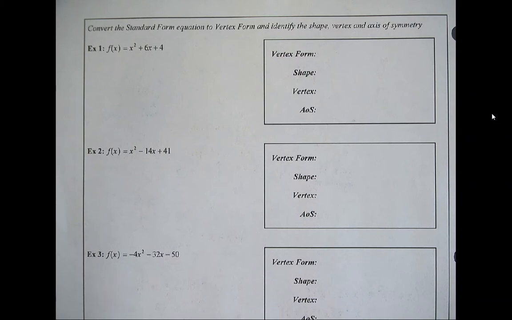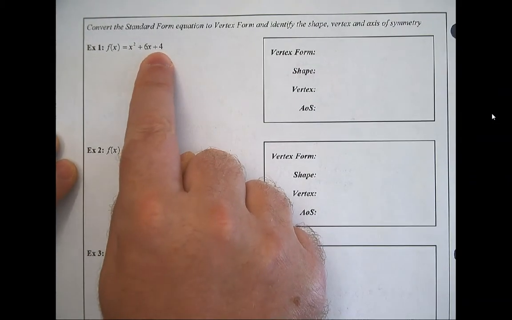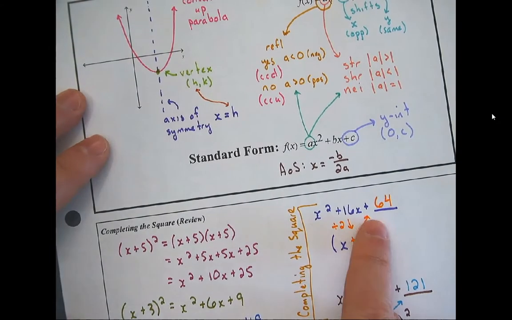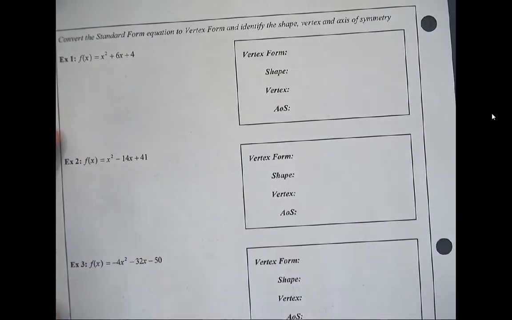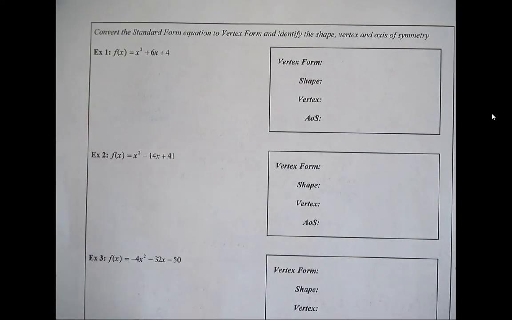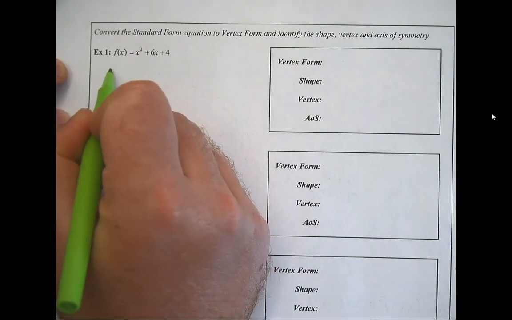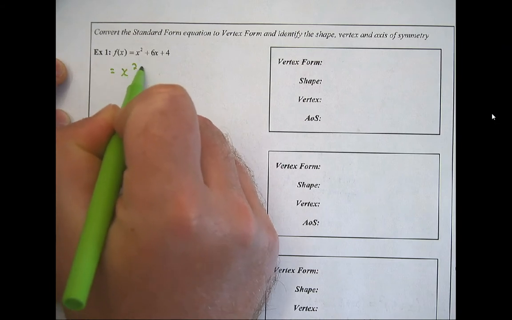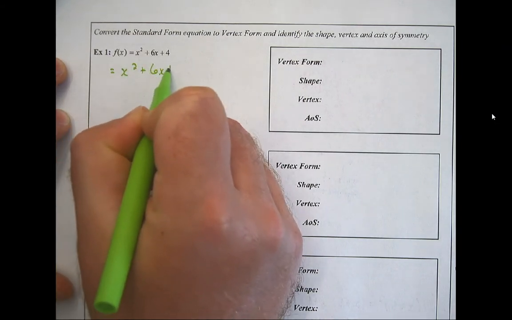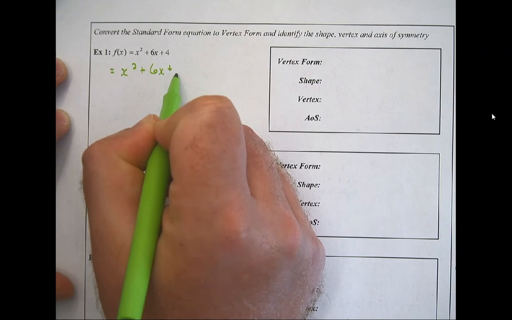Now I can't do that until I complete the square. And I can't complete the square as long as this 4 is in the way. If you remember here, we had a blank at the end of this. So what I'm going to do is move this 4 out of the way, and create a blank in its place. So this is going to look like x squared plus 6x plus blank.